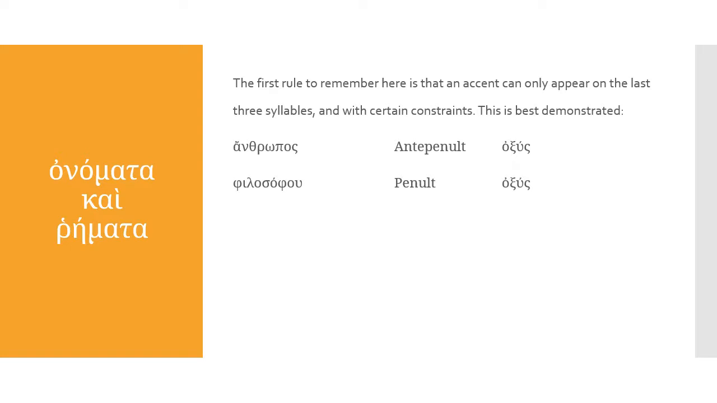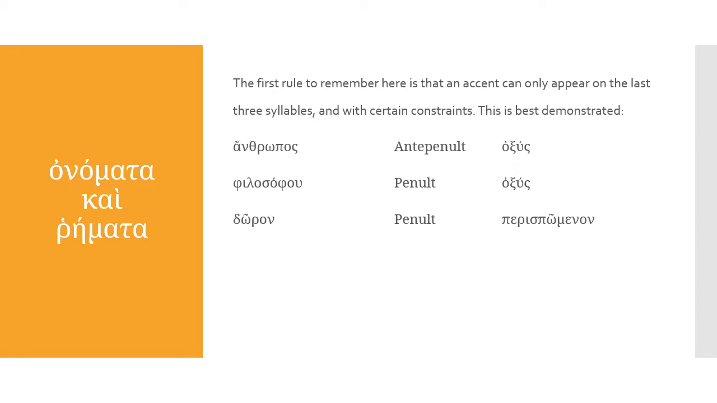It is oxus because it cannot be perispomenon. It cannot be perispomenon for two reasons. Firstly, it's upon an omicron, it's upon a short vowel, and a perispomenon can only appear upon a long vowel or diphthong. Secondly, as we'll see in another example, we can only have a perispomenon on the penult if the ultima, the last syllable, is also short.